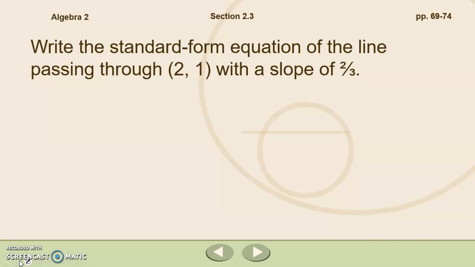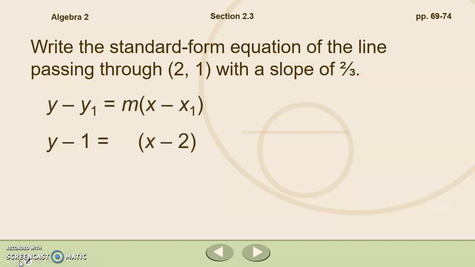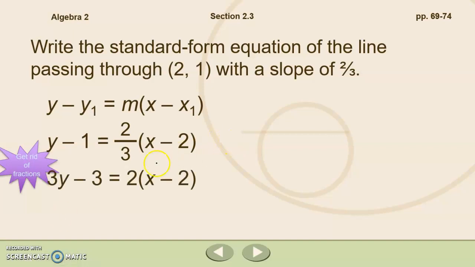Write the standard form equation of the line passing through (2, 1) with a slope of 2/3. Let's use point-slope form here. We know that our first y is 1 and our first x is 2. We also know our slope is 2/3. To solve this, let's get rid of our fractions by multiplying by a common denominator. Here, the common denominator is 3. So if we multiply both sides by 3, we get 3y minus 3 equals 2 times (x minus 2).